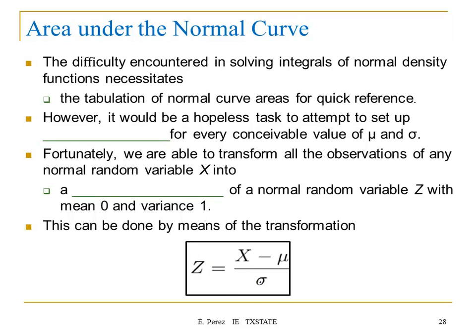The difficulty encountered in solving integrals for the normal density function necessitates looking for other ways to solve this integral. For example, we can use the tabulation of the normal curve area for quick reference, as we did for the binomial and the Poisson. However, it would be a hopeless task to attempt to set up separate tables for every value of mu and sigma.